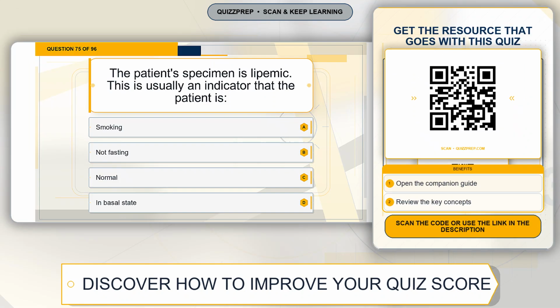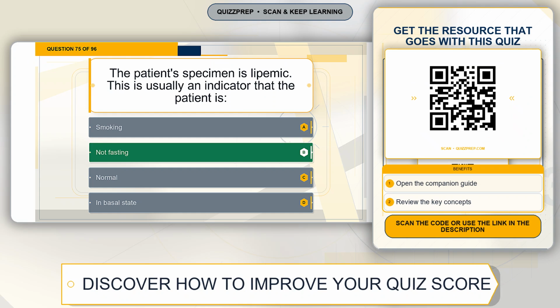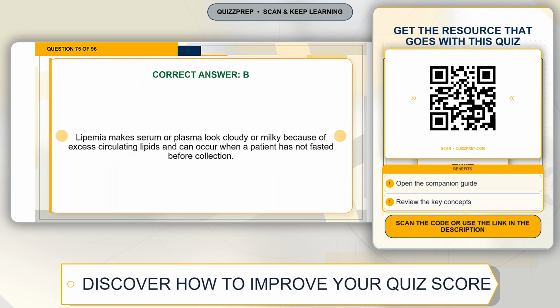Question 75. The patient's specimen is lipemic. This is usually an indicator that the patient is: Option A, smoking. Option B, not fasting. Option C, normal. Option D, in basal state. The correct answer is option B, not fasting. Explanation. Lipemia makes serum or plasma look cloudy or milky because of excess circulating lipids and can occur when a patient has not fasted before collection.